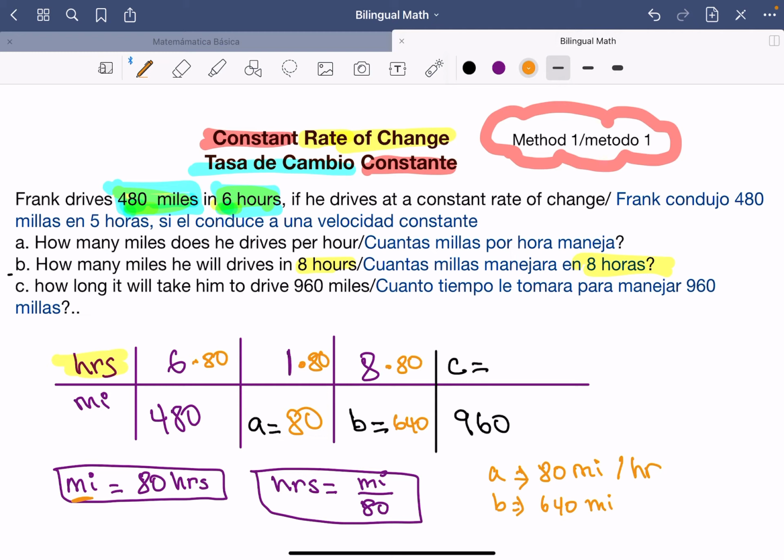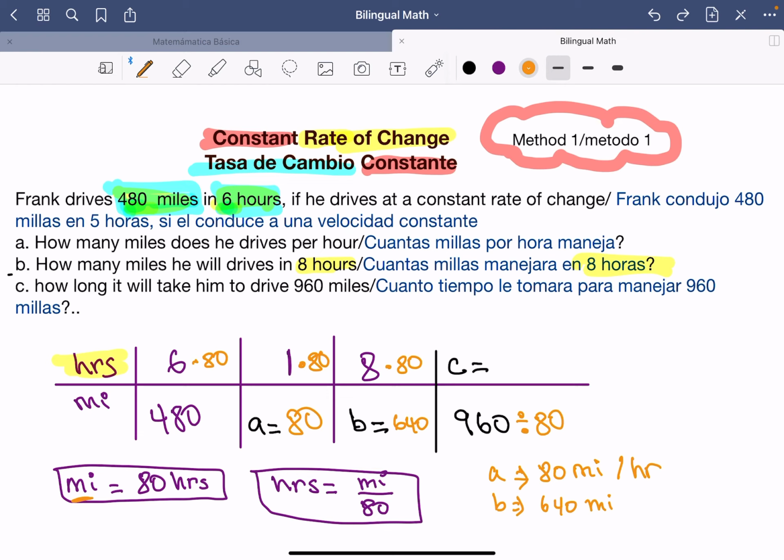So for C, now I have to do my C. I'm going backwards. Now I have the number of miles, and I'm trying to get the number of hours. I need to divide it by 80. 960 divided by 80. Cancel out the zeros. 96 divided by 8 is 12. So it's going to be 12 right here. So that means my answer is going to be 12 hours. It will take him 12 hours to drive 960 miles.